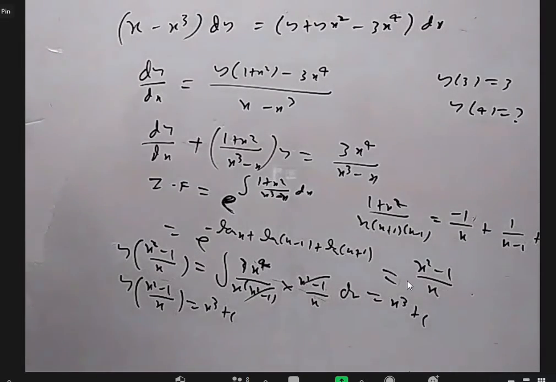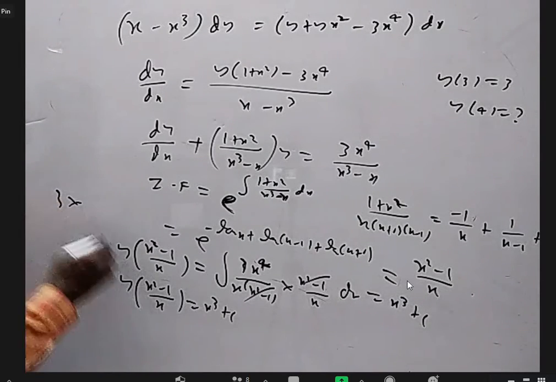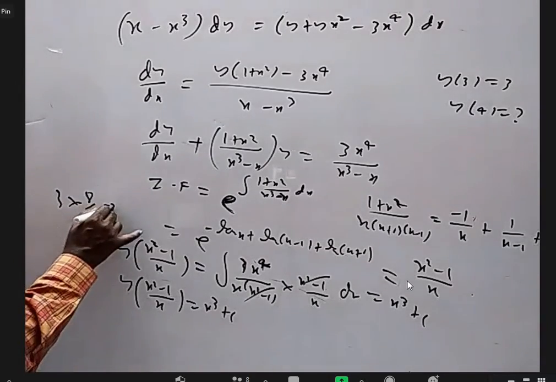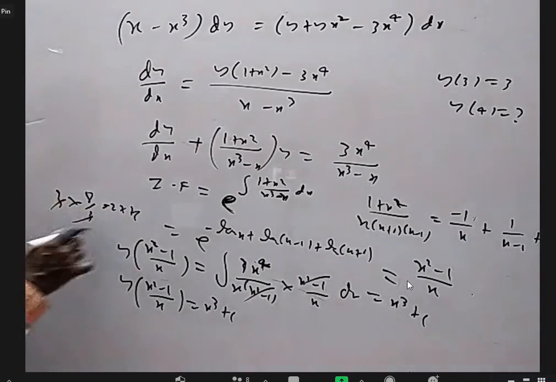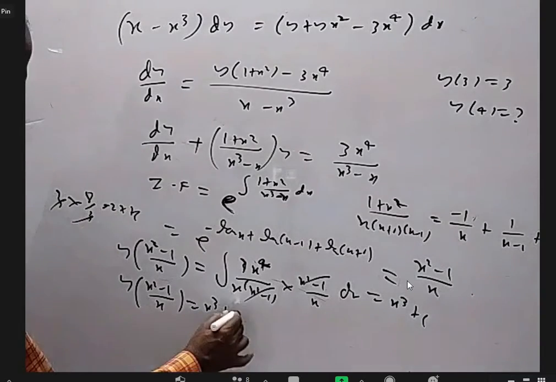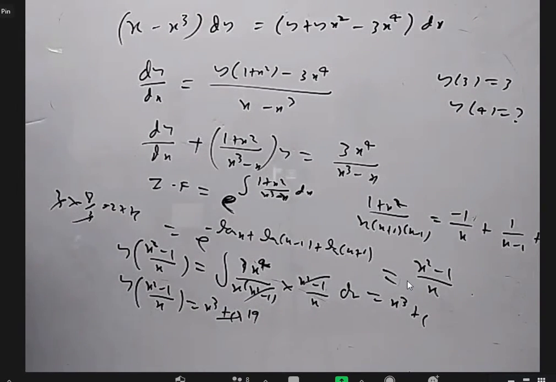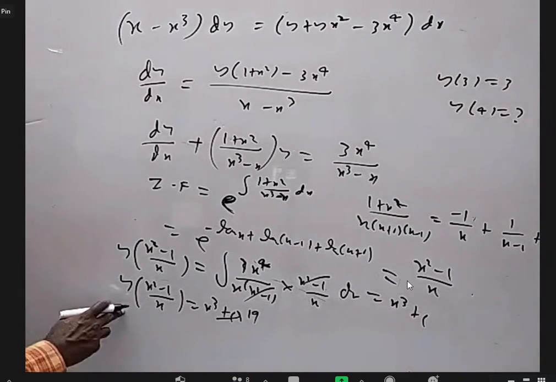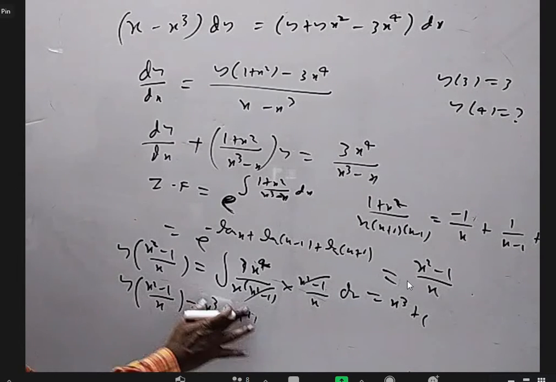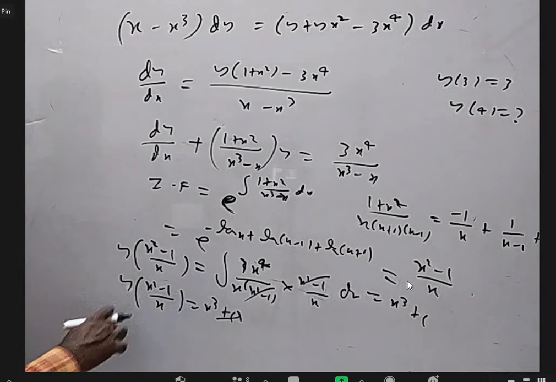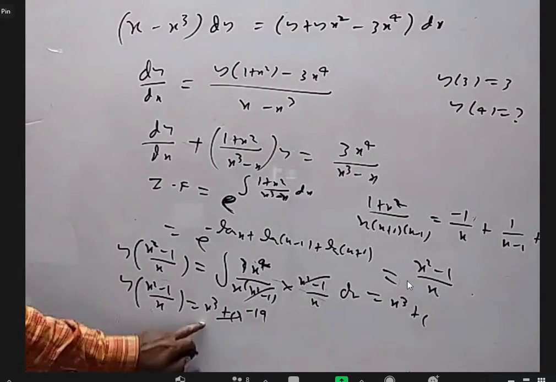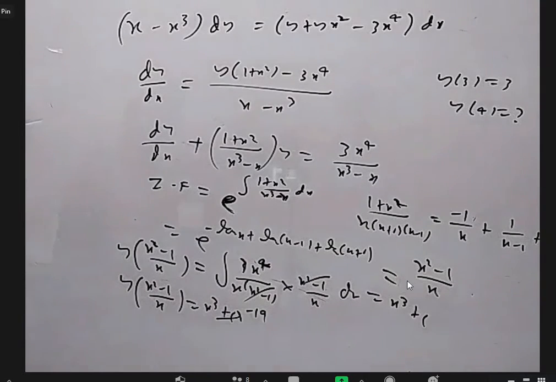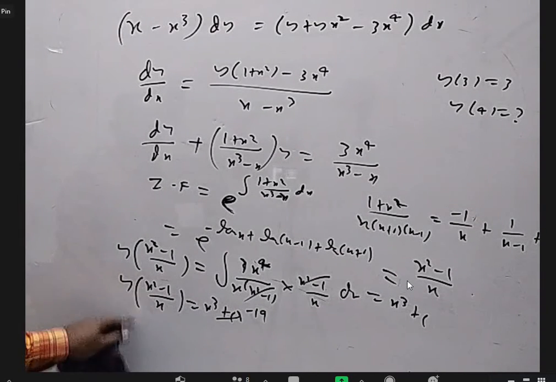Okay, y of 3 is 3, means this is 3, this is 8 by 3, this is 27 plus c. 27 minus 8 is 19. Not 9, sorry. 8 minus 27 is minus 19. So put x equal to 3, 27 minus 19, 8. This is 8 by 3, so I'm getting y of 3.